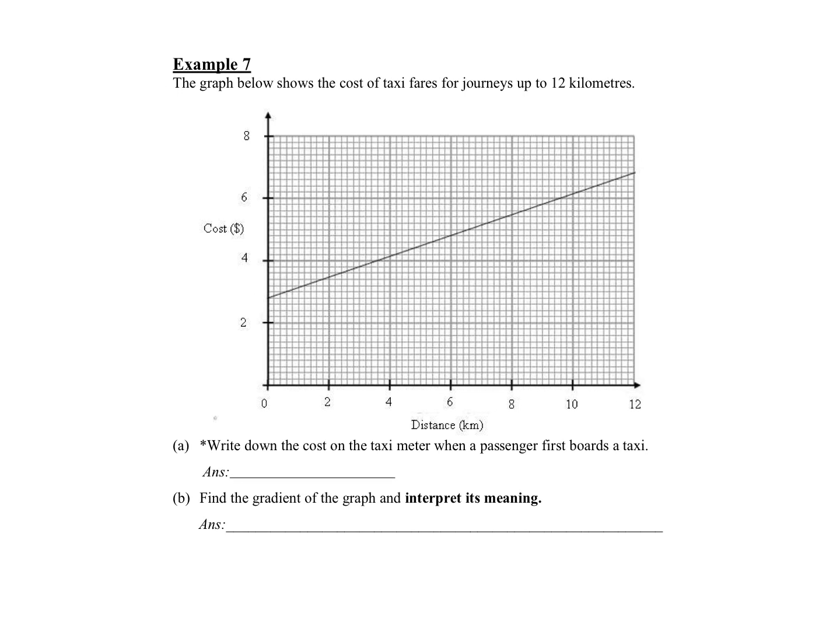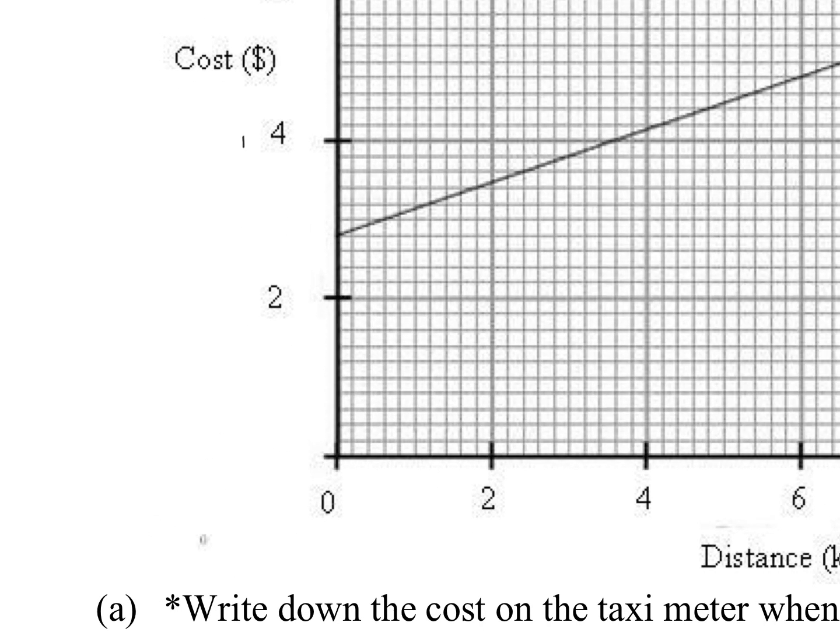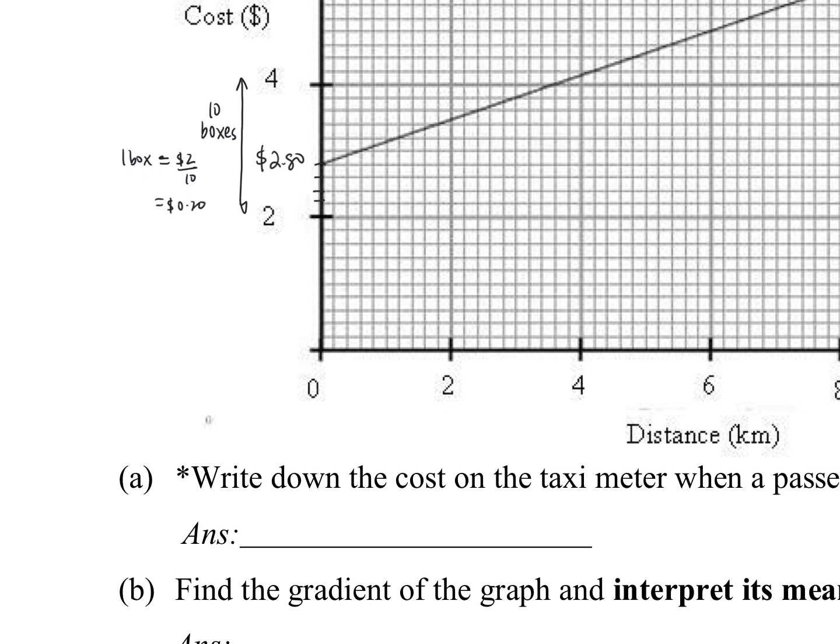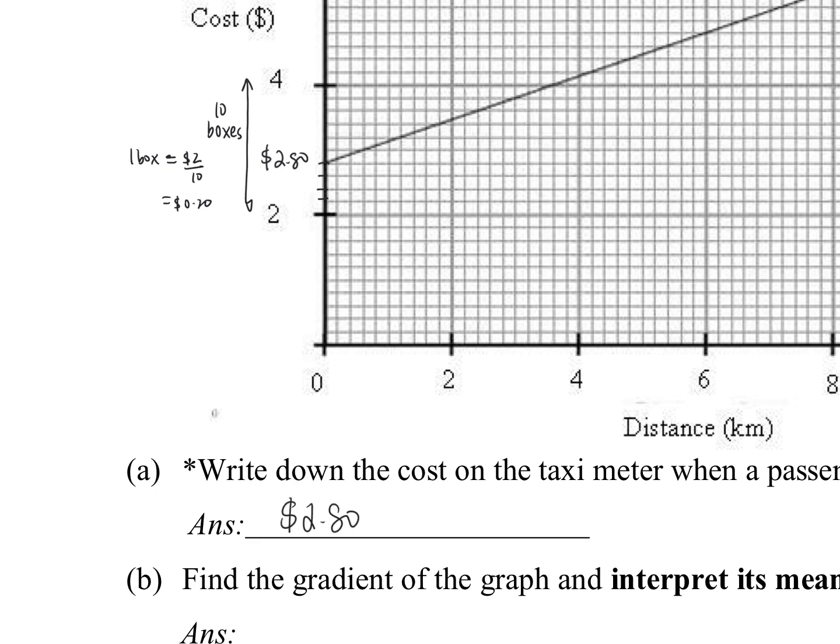One more, listen. This is the taxi fare for up to 12 kilometers. So what is the initial cost? Look at the boxes, there's 10 boxes, right? And it's for $2. So one box is $2 divided by 10, so it's 20 cents. So 1, 2, 3, 4. So actually it's 280, not $3 yet. Every box is 20 cents.